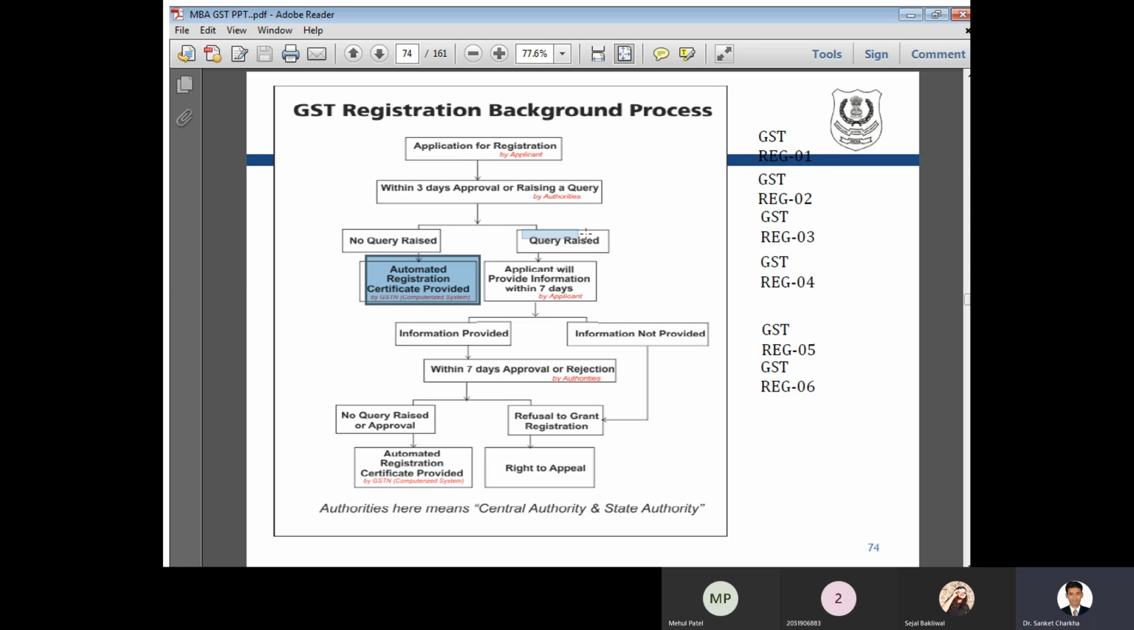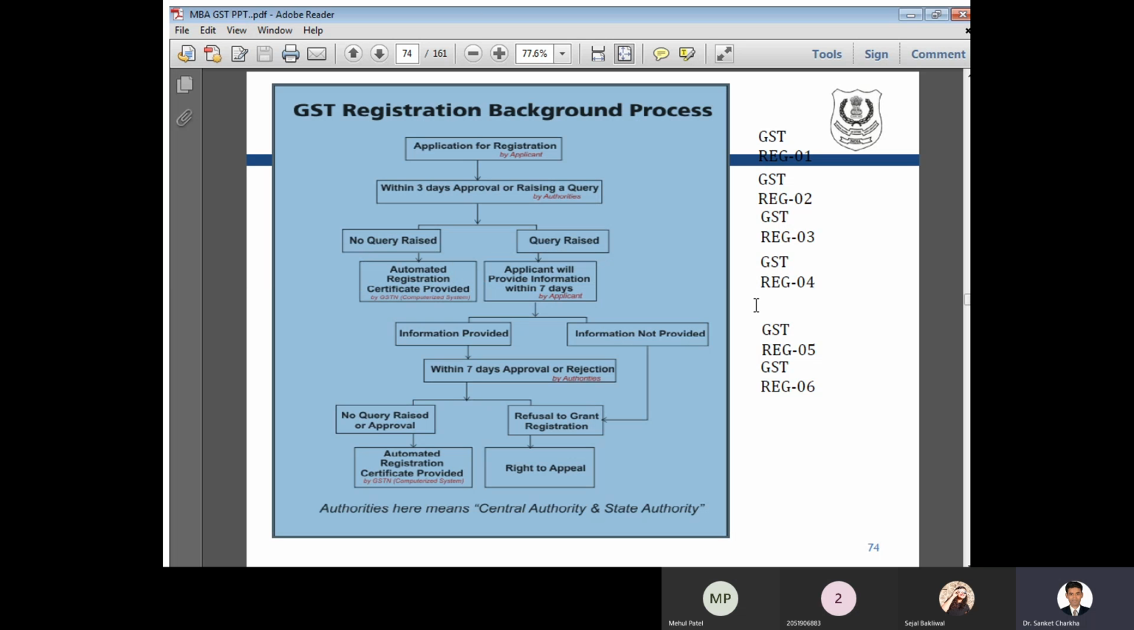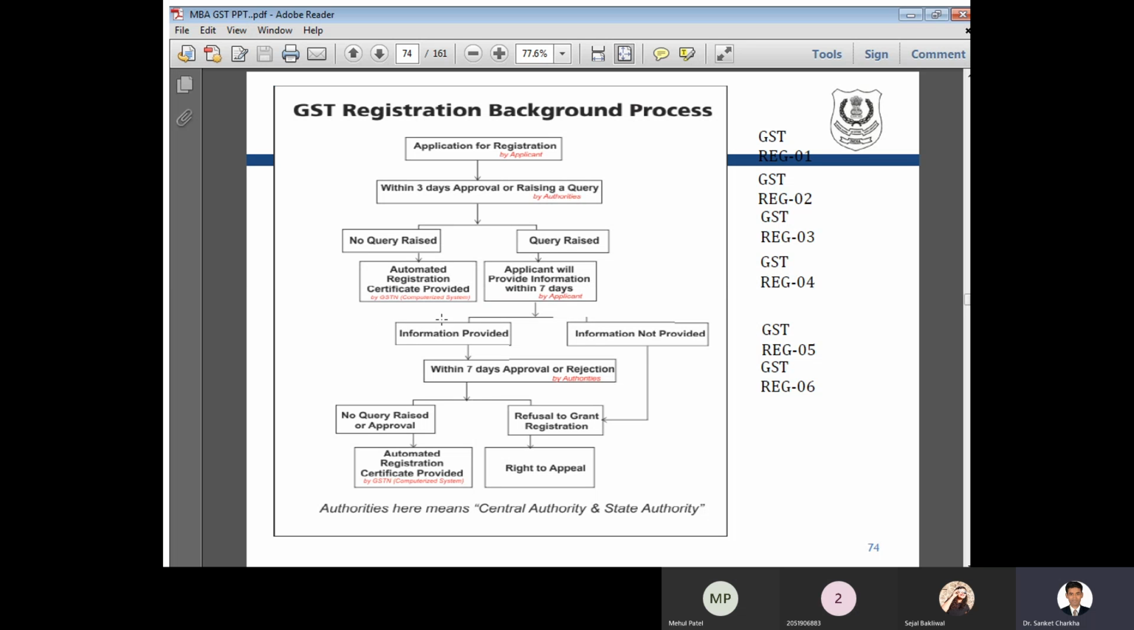But if a query has been raised, then the applicant will be provided with a deadline or duration of 7 days, and within those 7 days you have to comply with the norms that have been suggested and proceed with the process. Now, if a query has been informed to the applicant, then either the applicant will provide the information or will not. If the information has been provided, then again within 7 days you will be communicated the approval or the rejection, and accordingly either another query may be raised or there may be a refusal of the grant of registration.